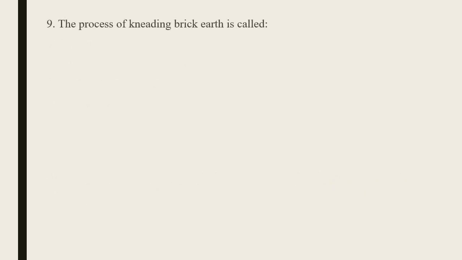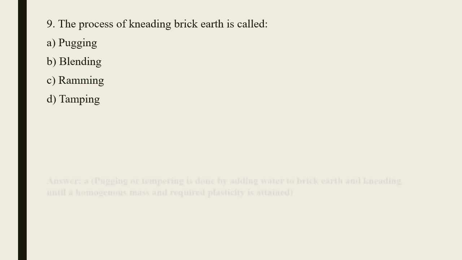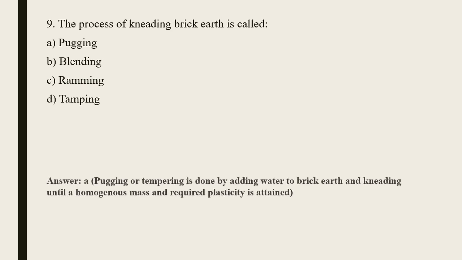The process of kneading brick earth is called: A. Pugging. B. Blending. C. Ramming. D. Tamping. Answer is option A. Pugging or tempering is done by adding water to brick earth and kneading until a homogeneous mass and required plasticity is attained.